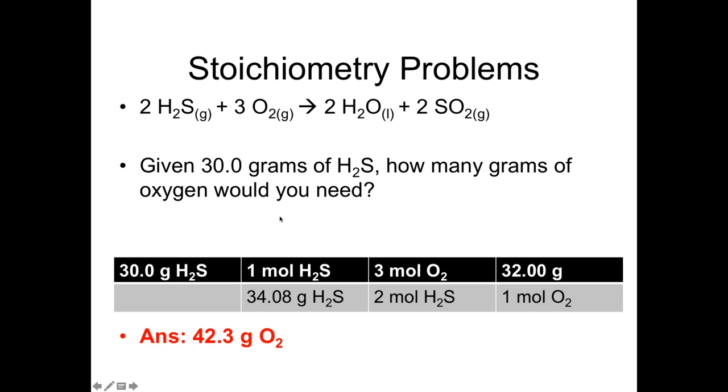Here we go. The given will be 30.0 grams of H2S in the far upper left. What will happen is 1 mole of H2S is 34.08 grams. Our balanced equation is 3 over 2. Molar mass is 32. So we'll take 30 divided by 34.08 times 3 divided by 2 times 32 will give us an answer of 42.3 grams.